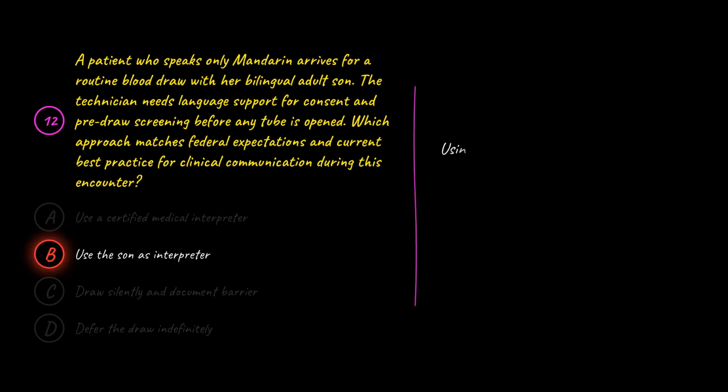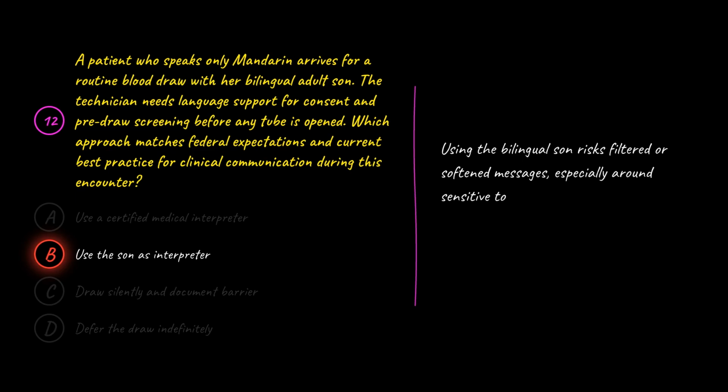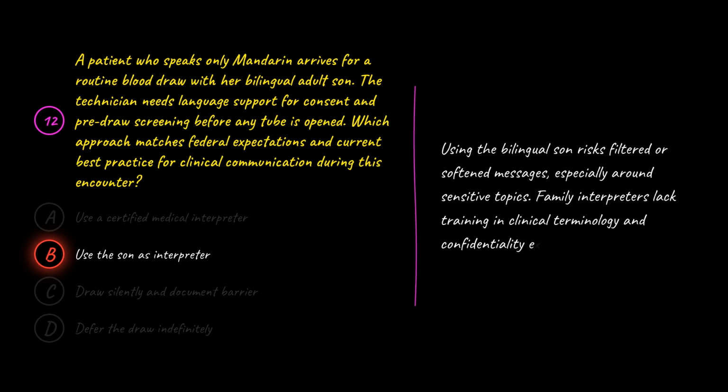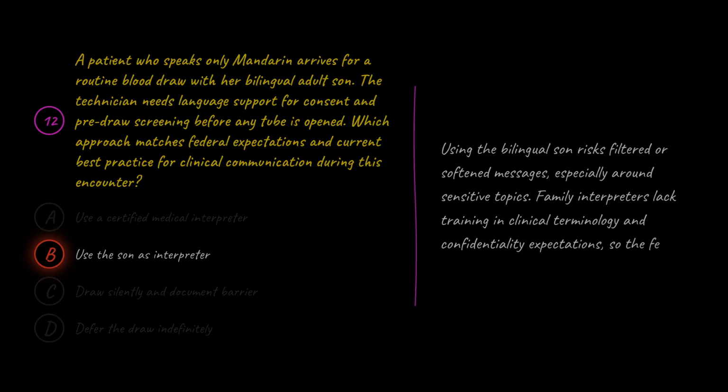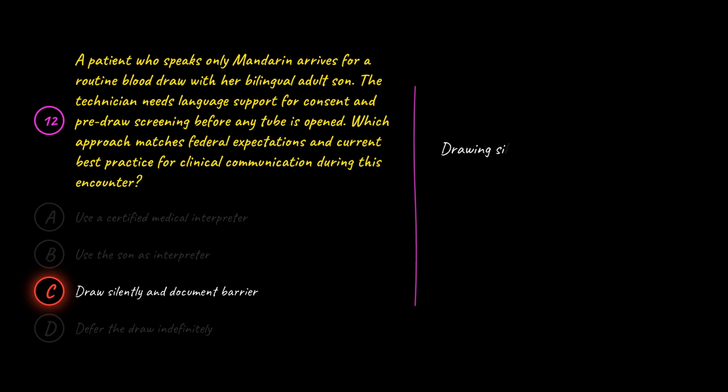B is wrong because using the bilingual son risks filtered or softened messages, especially around sensitive topics. Family interpreters lack training in clinical terminology and confidentiality expectations, so the federal standard requires certified interpreter services for clinical encounters. C is wrong because drawing silently bypasses consent and safety screening and creates documented liability for the facility.